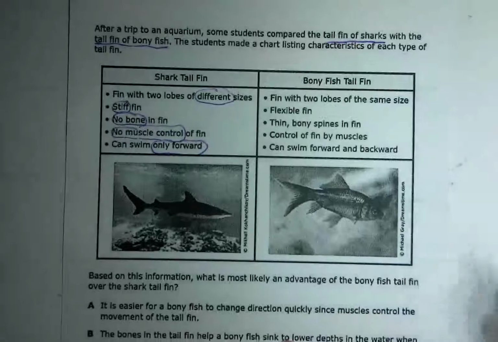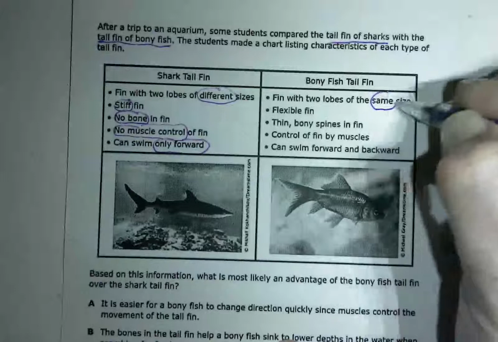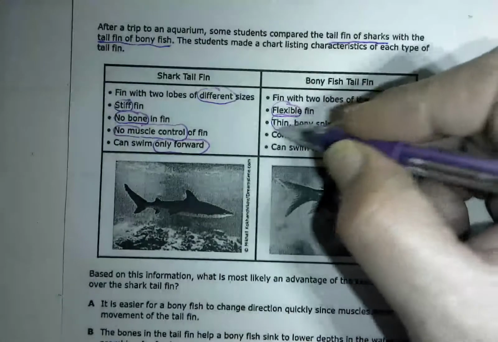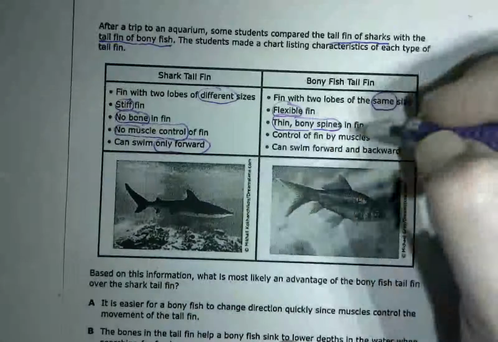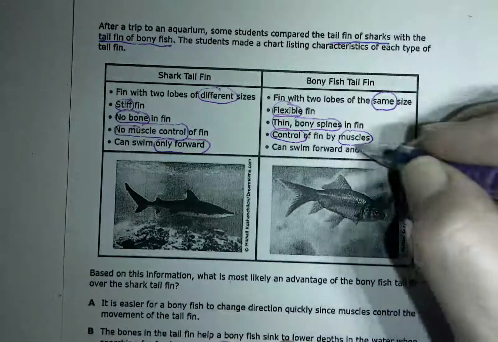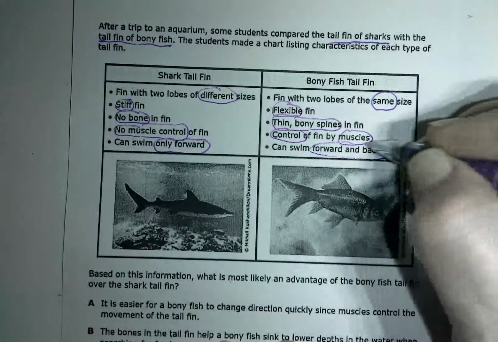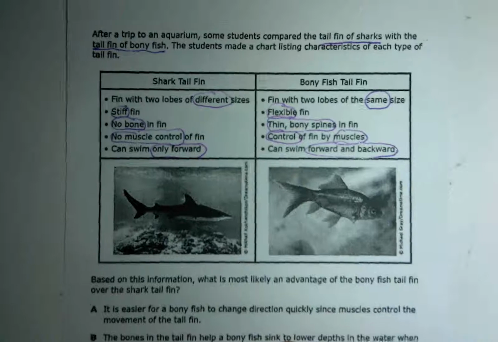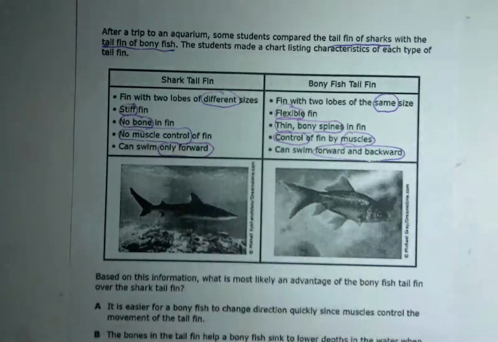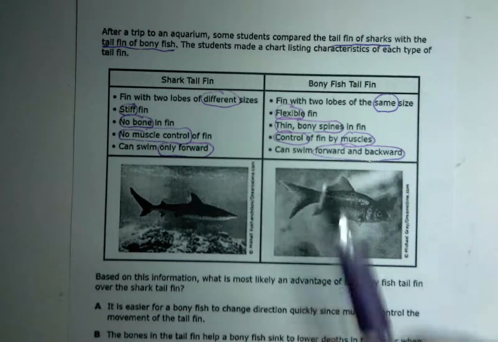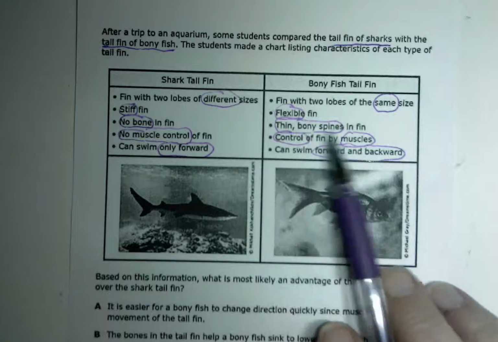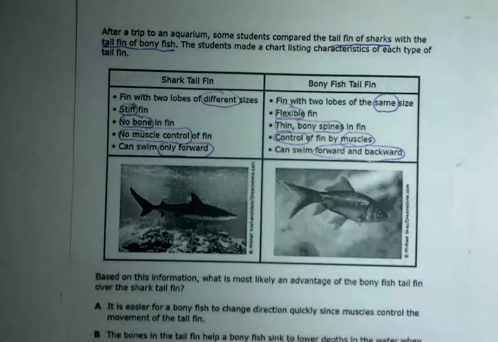Whereas the bony fish tail is described as having two lobes of the same size, flexible fin, thin bony spines in the fin. It is controlled by muscles, and it can swim forwards or backwards. Okay. So the shark tail fin has lobes of different sizes, stiff, no bone, no muscle control, only forward swimming. Bony fish tail fin is lobes of the same size, flexible, thin bony spines, controlled by muscles, and forward and backward swimming.